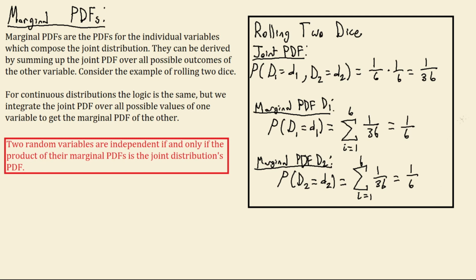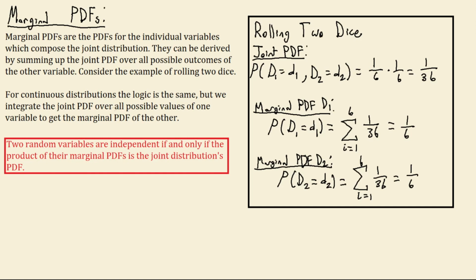And it's worth pointing out here that because these two events are independent, the product of these marginal PDFs is going to equal the joint probability density function. Now, for dependent events, this is not the case. The product of the marginal PDFs will not equal the joint probability density function. However, you can still derive the marginal probability density functions from the joint PDF, even in instances where the two random variables are dependent.